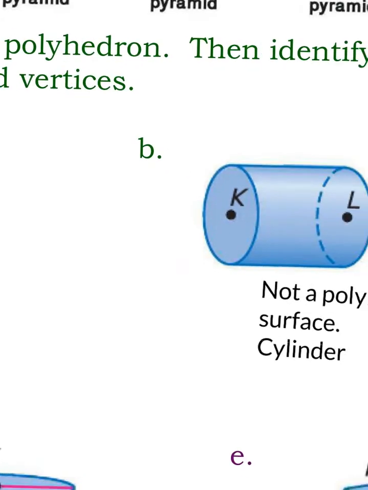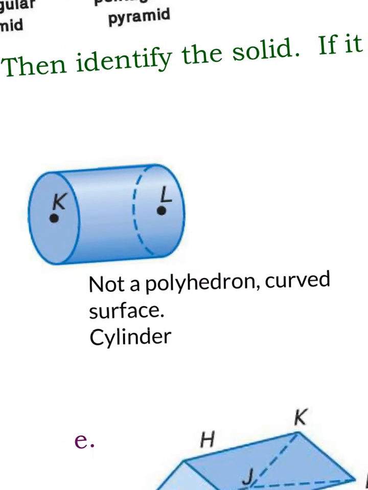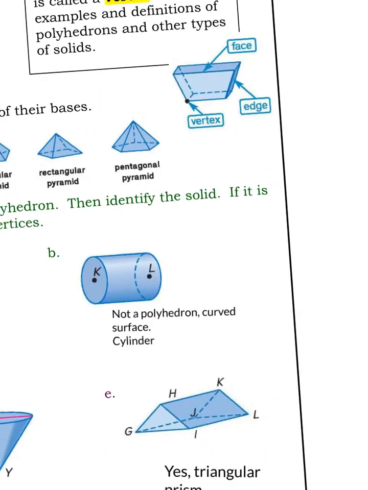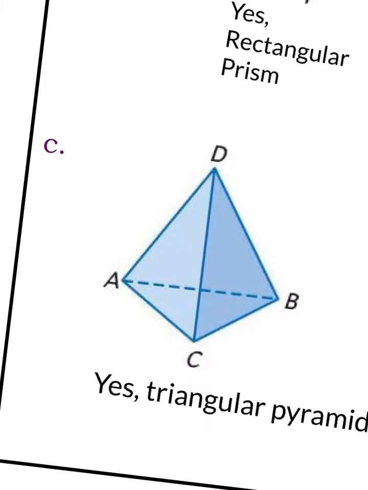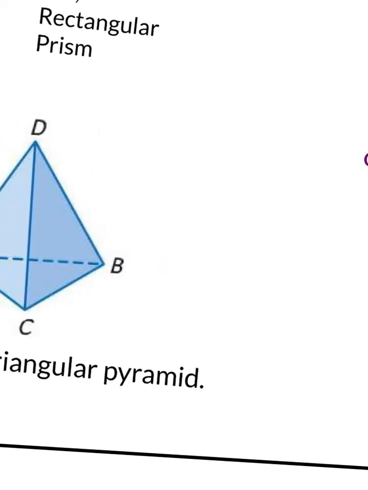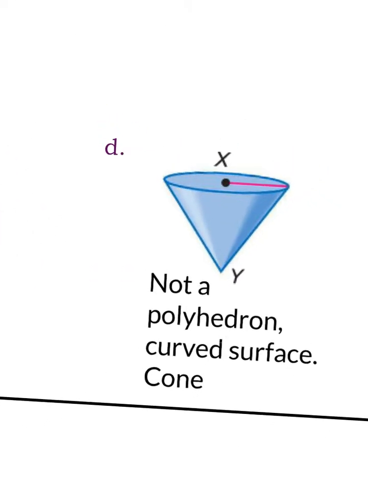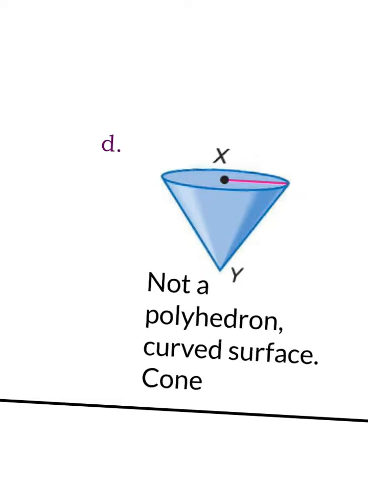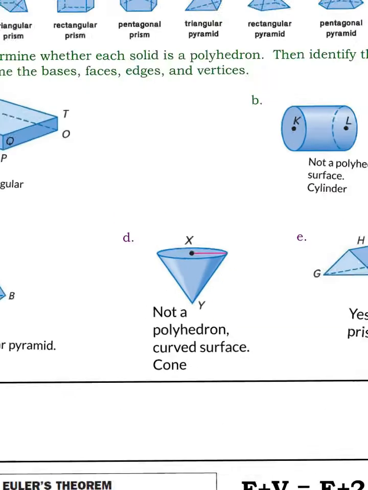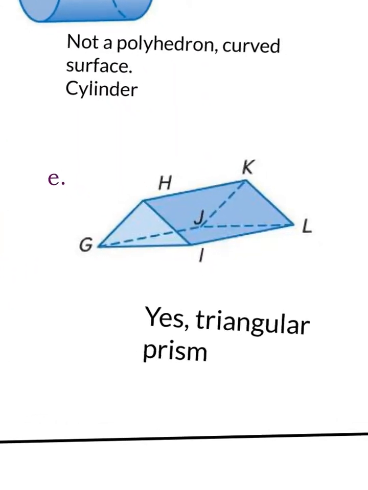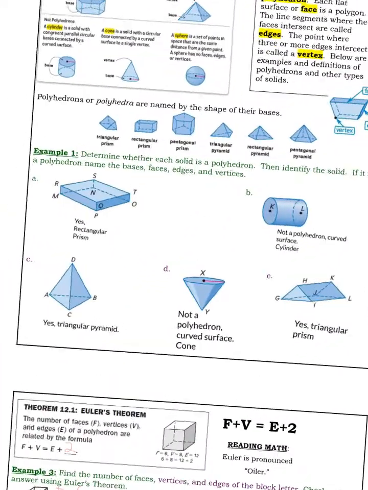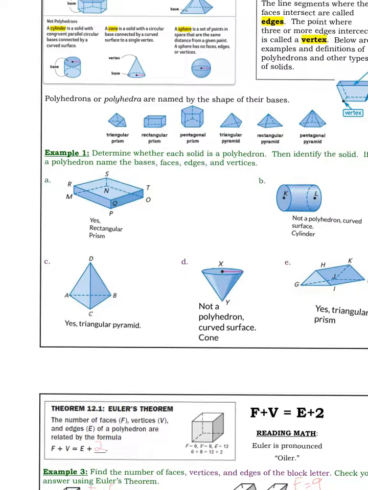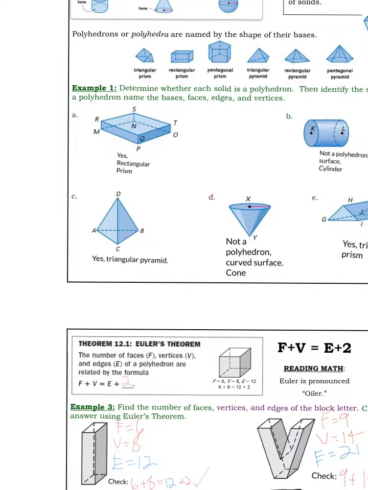The next one is not a polyhedron. Why? Because it has a curved surface, but that is a cylinder. I know that's a cylinder. This one, see how this is a pyramid? They all meet at point D, and it's a triangular pyramid because the base is a triangle. On E, excuse me, D, this is not a polyhedron again because it has a curved surface, but it is a cone. And then on part E, this is a prism, and it's a triangular prism. So if you ever get confused, just look at these examples C and E, between what's the difference between the two. All right, and that's it for the front.